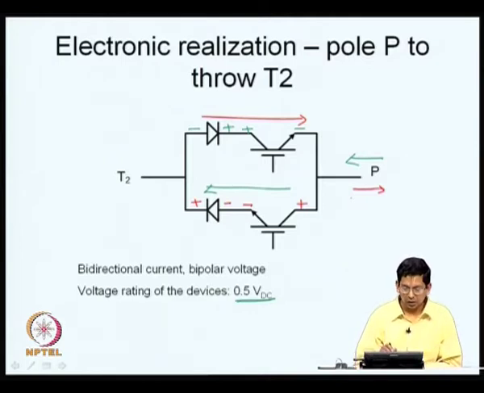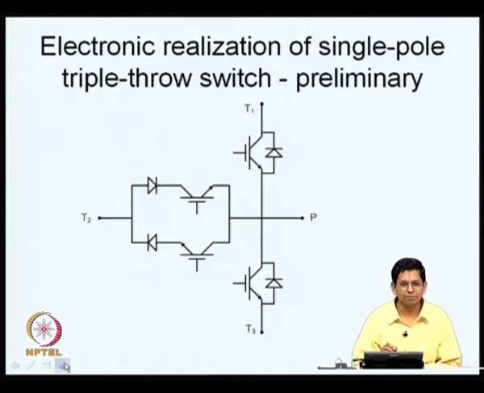So, here what we see is these devices need not be rated for the entire DC bus voltage, it is enough if they are rated for half the DC bus voltage. Thus, we have some idea now of how the switch should look like between P and T1, P and T2 and P and T3. Let us put them together now.